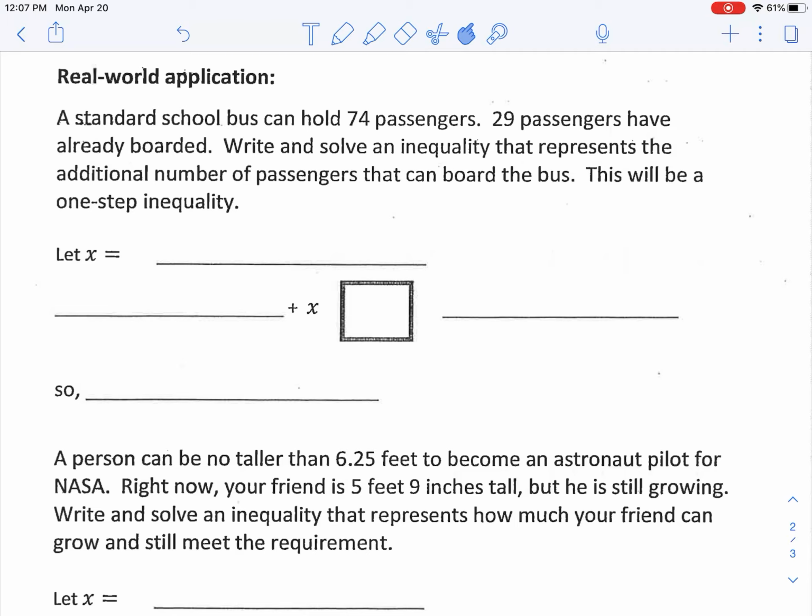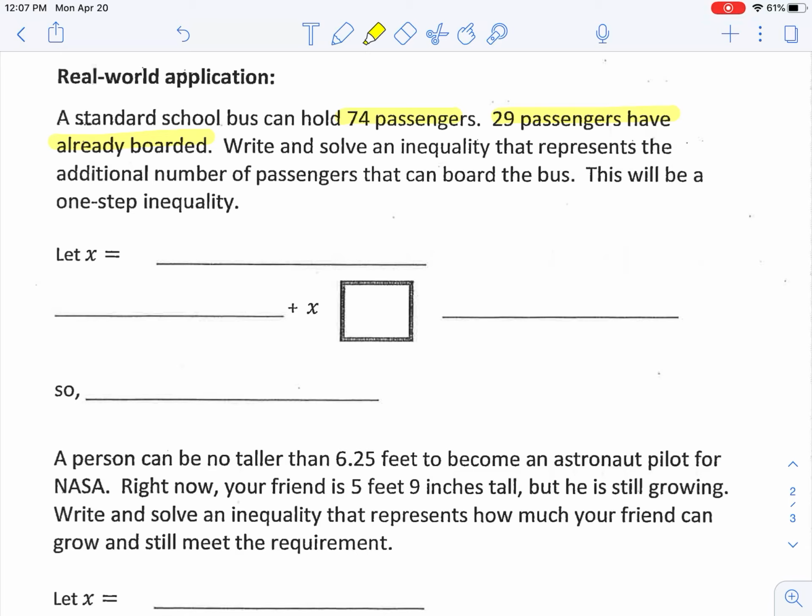A standard school bus can hold 74 passengers. 29 passengers have already boarded. Write and solve an inequality that represents the additional number of passengers that can board the bus. This will be a one-step inequality.